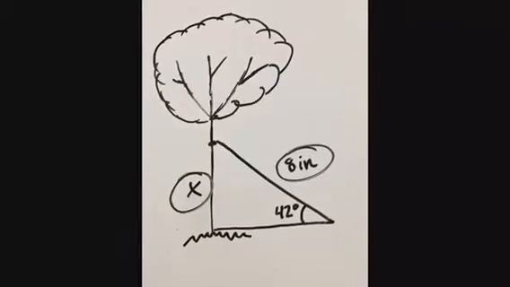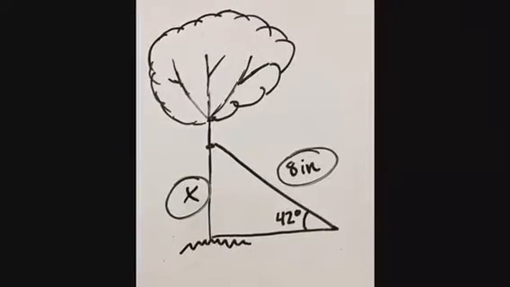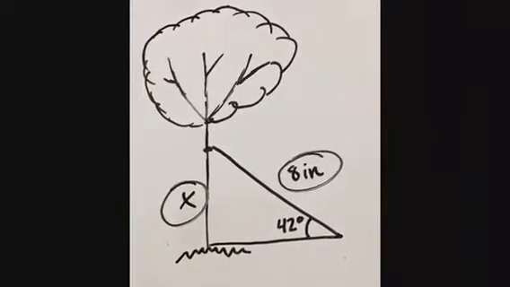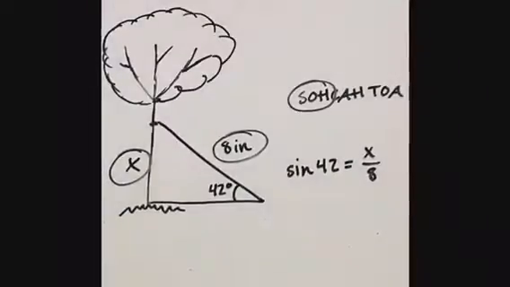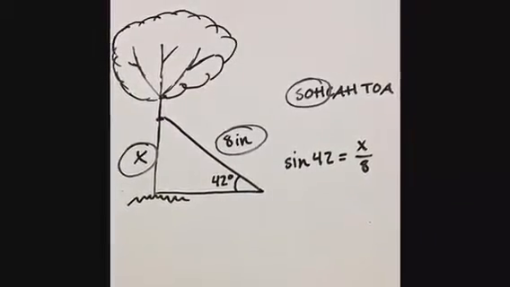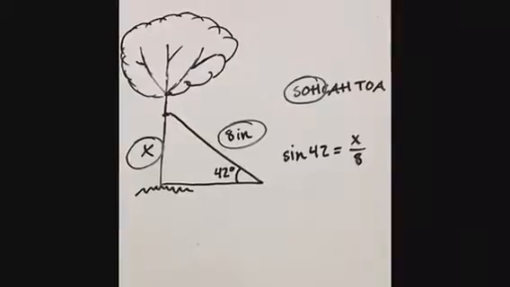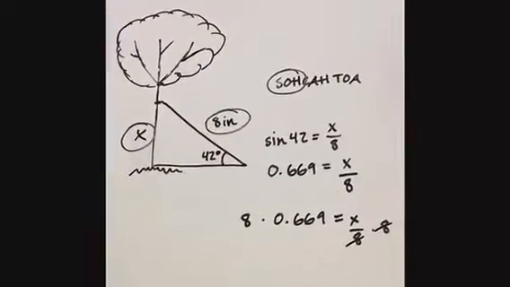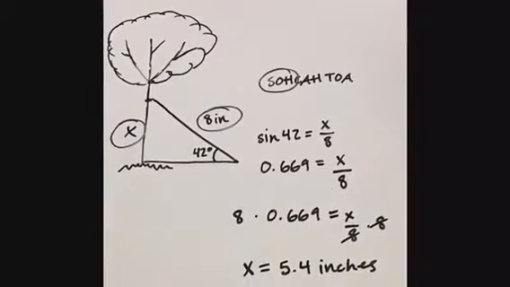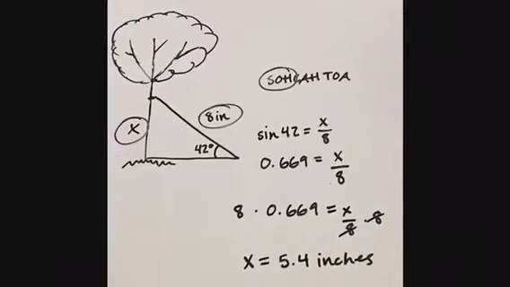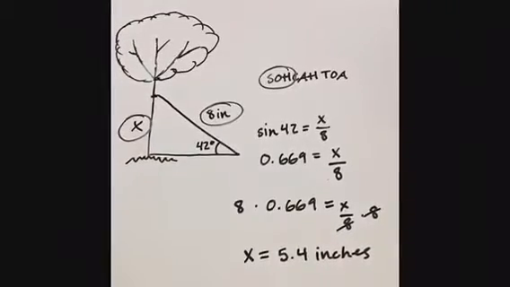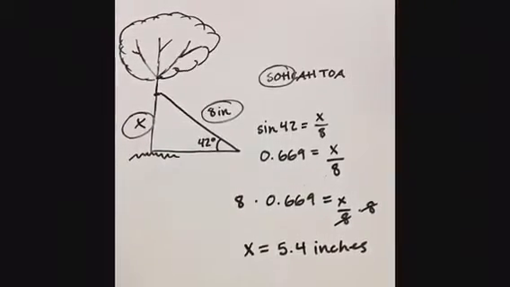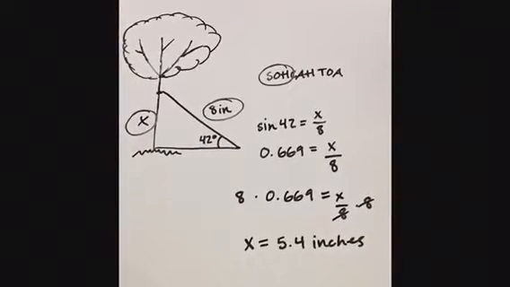Sides you have left here are x and 8 inches. You don't have 42 degrees because it's an angle, not a side. Here you use sine because you have the opposite and the hypotenuse sides. This part is just following out with operations. So once you get the sine of 42, then you multiply each side by 8 so you can get rid of the denominator.